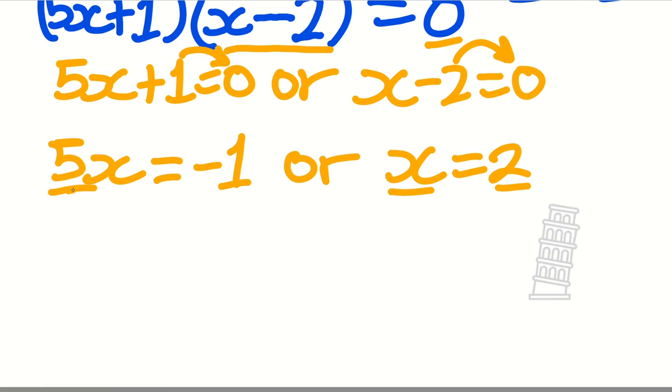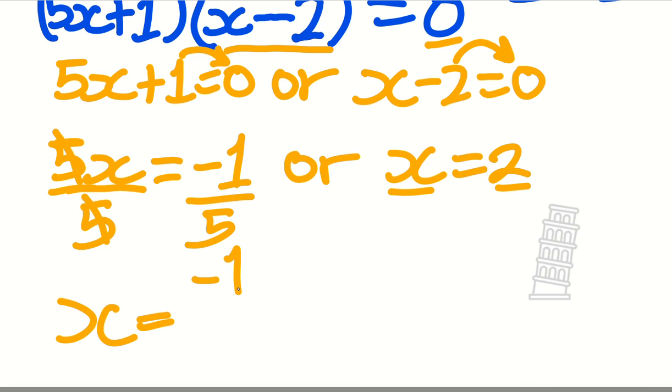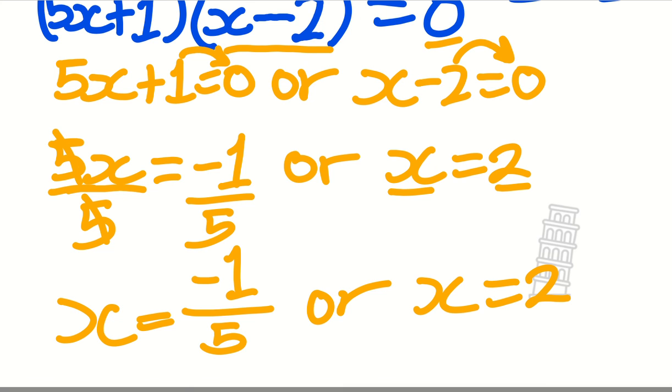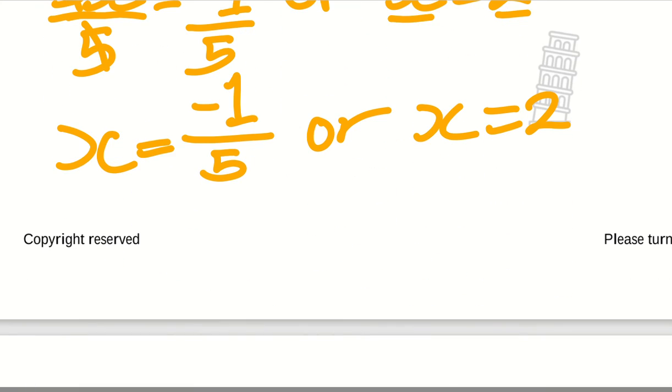Here is not supposed to be 5x, so we're supposed to remove the 5. So we divide by 5 on both sides. 5 cancels 5. We are left with x is equal to negative 1 over 5. Then or the other side is still x is equal to 2. We are fine. Then we found the two values for x. Simple, we are done. Then we are only left with y.